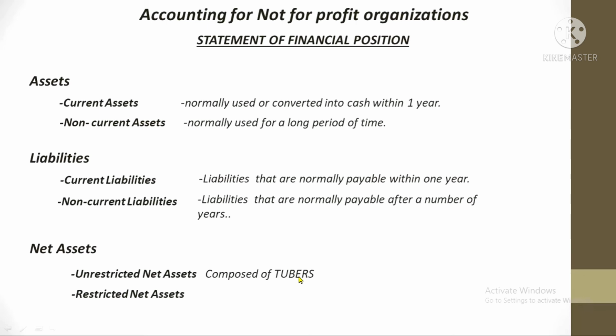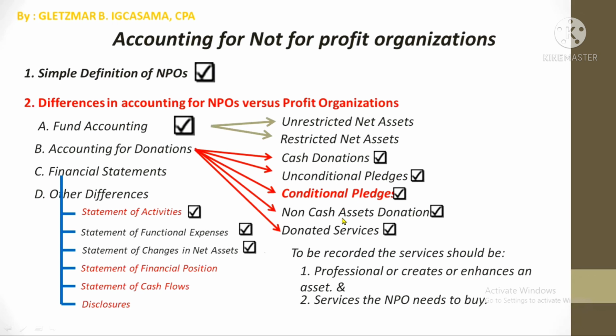So that's it for the statement of financial position. In summary, the NPOs also use the current and non-current classification for both assets and liabilities. So let's go back here and put a check mark here.